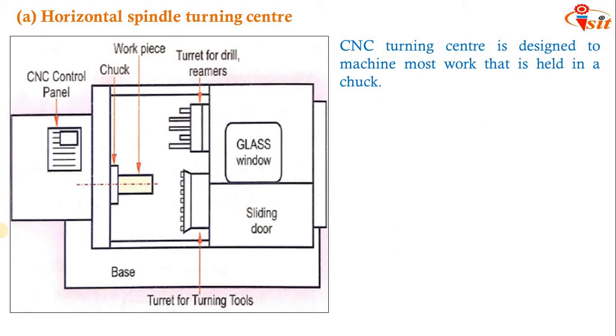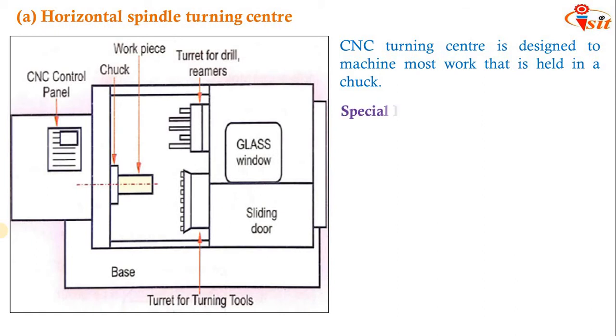It has shorter beds and a single saddle with a single drum type turret, or two independent saddles with a turret as shown in the figure. You can see in that figure the two independent saddles are there. Based on that it can perform the operations.